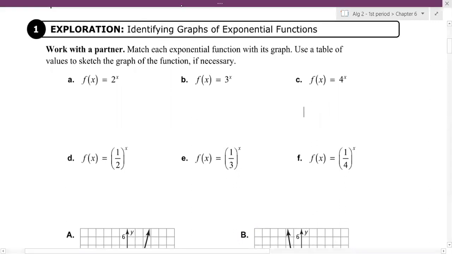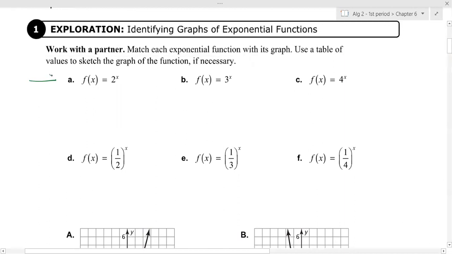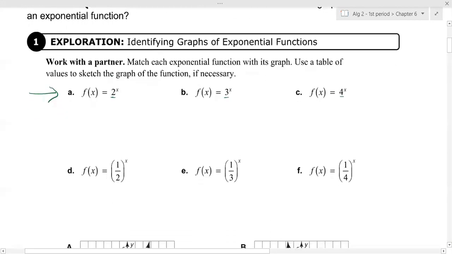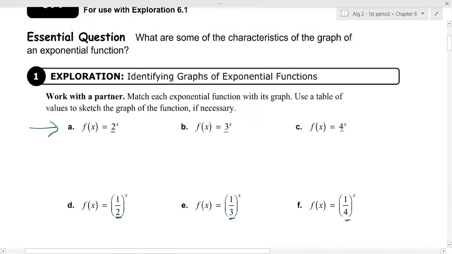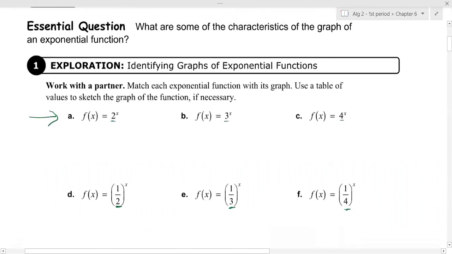As you'll notice, I'll give you a little bit of the lesson here already. These ones all have a base that is a number larger than 1. In that case, we have a growth function. So up here, it's growth and decay. So that's when you have growth. When you have something like in these, D, E, and F, they have a number that's between 0 and 1. That means a fraction. That is going to be a decay function. So basically, it's the rate at which it grows or the rate at which it decays.